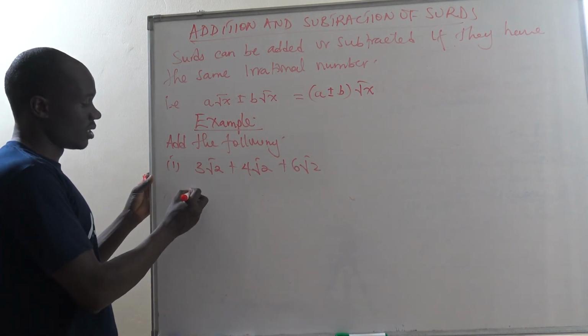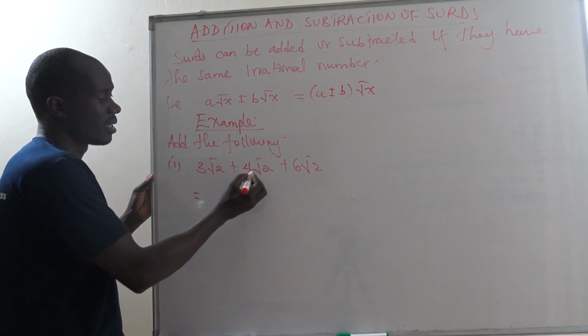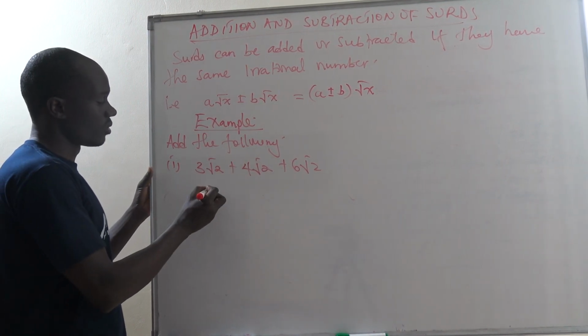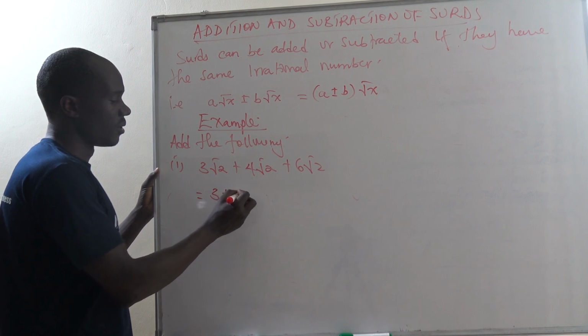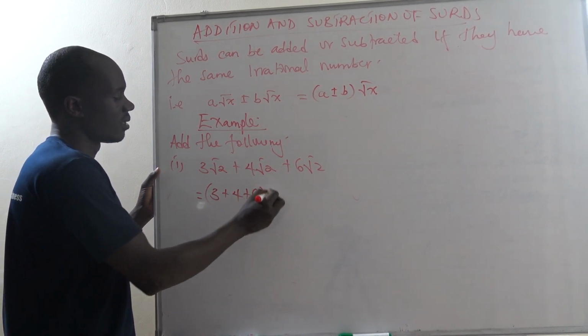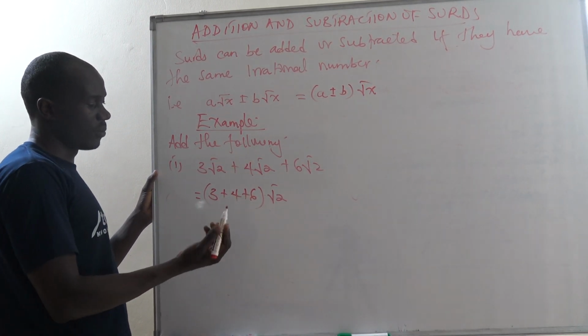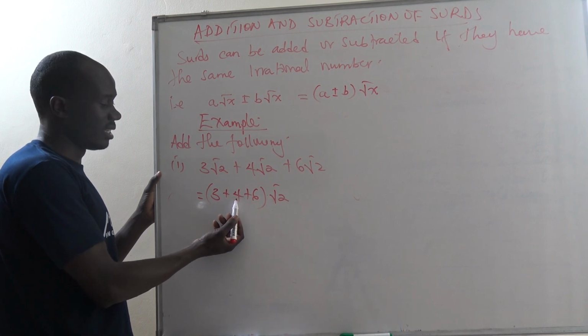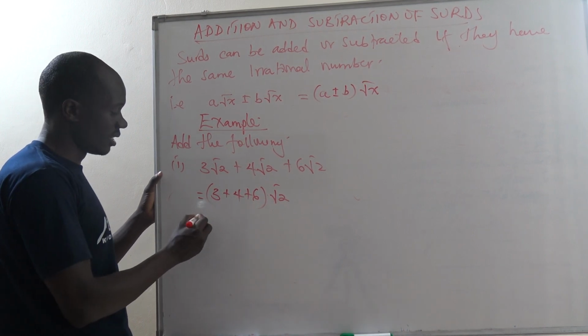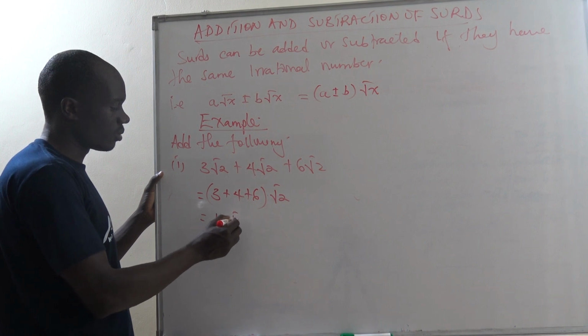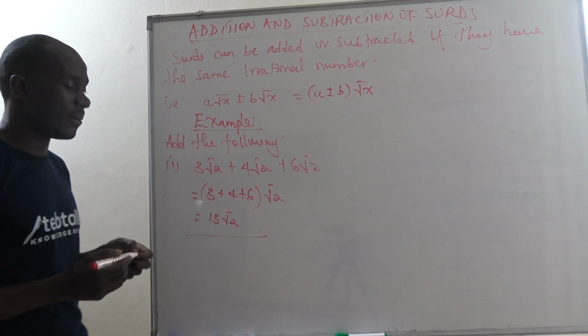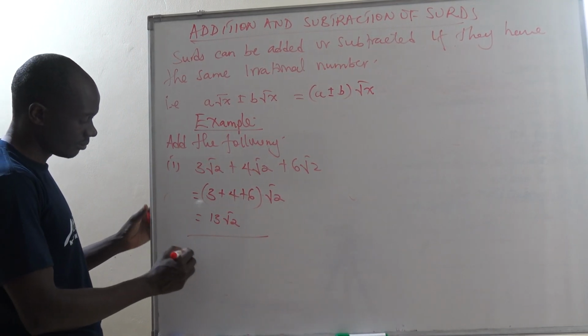What are you supposed to do with this? You are supposed to add the numbers outside alone. So you're going to say 3 plus 4 plus 6, then root 2. Can we add 3 plus 4? That is 7, plus 6, you get 13 root 2. That's how we add them. Can we go to Roman 2?